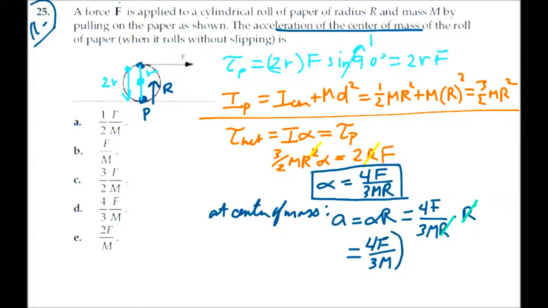So that is the linear acceleration of the center of mass of this disk, 4F over 3m, as it rolls without slipping.